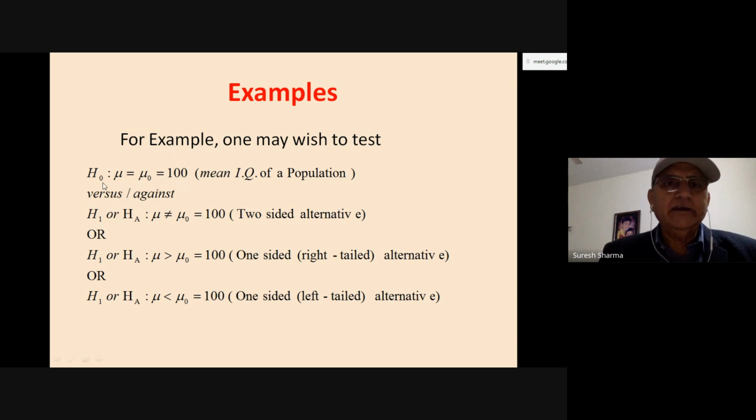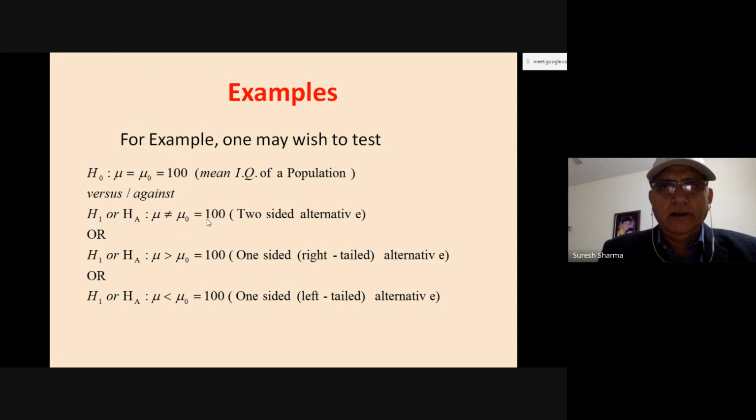And we write here H naught. Sometimes the alternative is written as H1, or some people also write HA. HA stands for alternative. So one of the alternative is mu is equal to 100. One of the alternative is that it may not be equal to 100. So I will write alternative that mu not equal to 100. Now, if I'm writing mu not equal to 100, it could be less than 100. It could be more than 100. I don't have any idea. I'm simply saying not equal to 100.